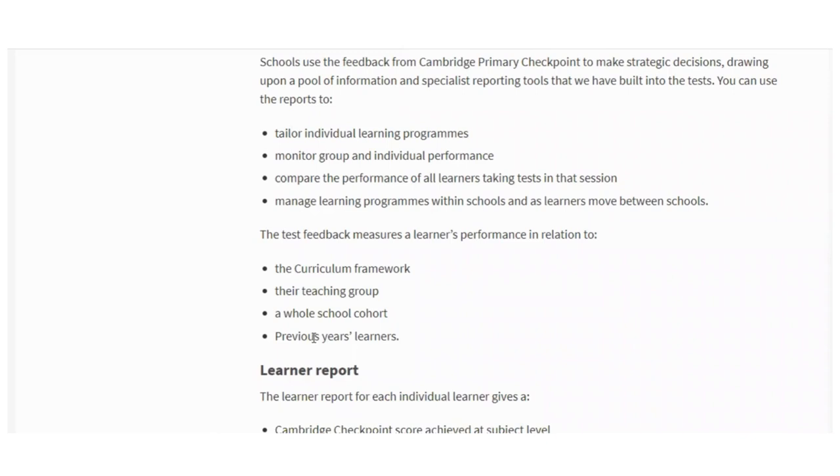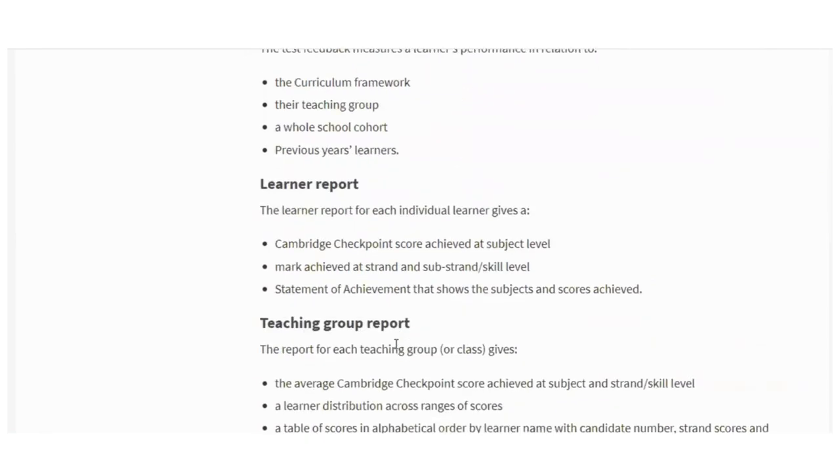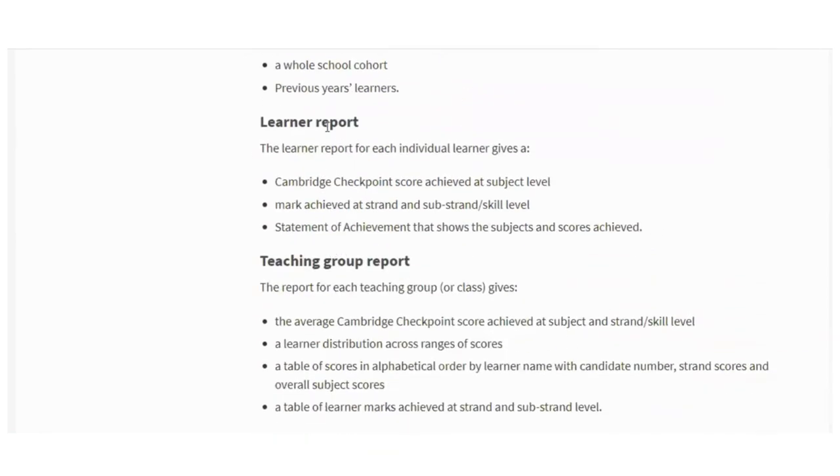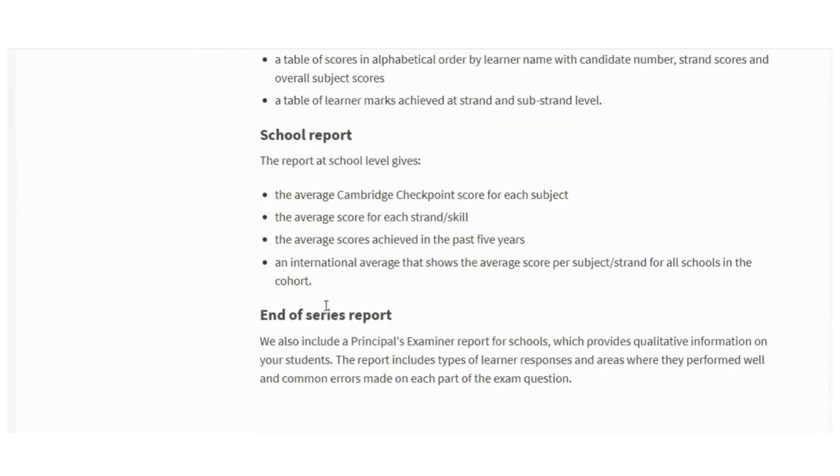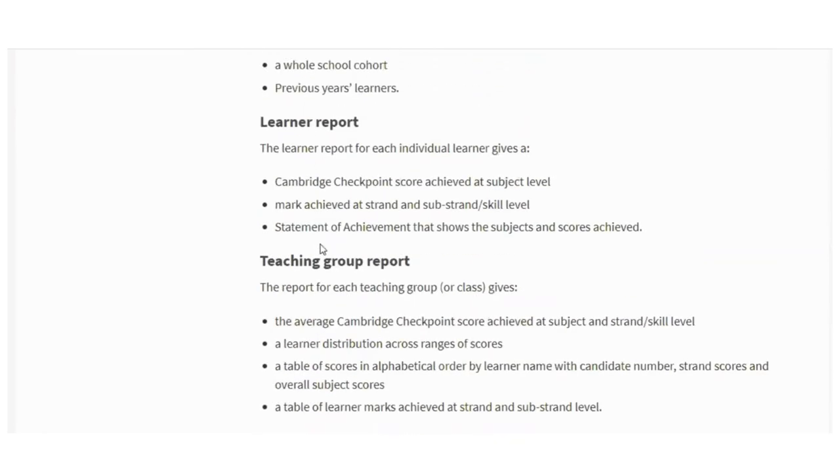So you can see that usually it's a learner's performance in relation to the curriculum, the teaching group, a school, and it actually looks at previous years' learners as well, right? So you can see that they provide different reports. The learner report is what the student individually receives. Usually the whole bundle of learner reports arrives at the school, and then the school distributes the individual learner reports to the students. It doesn't directly go to the student's home.